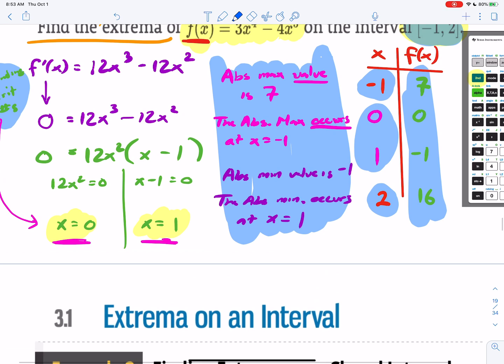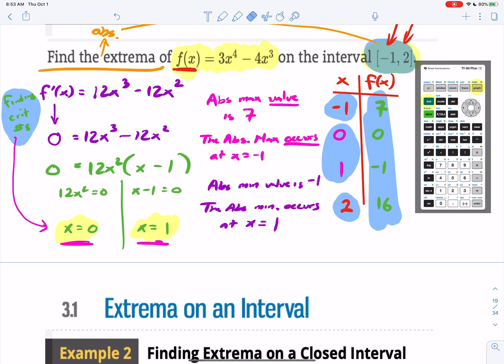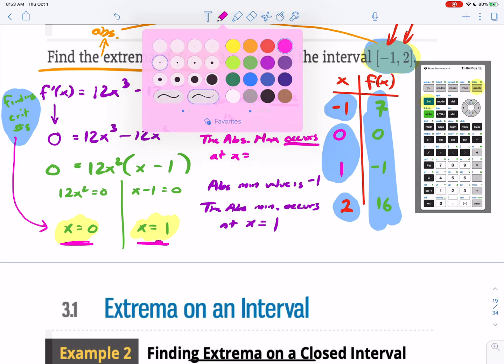Oh, why did I put 7? Why didn't you guys stop me? Just kidding. You guys can't stop me. Oh, I didn't see the 16. Okay, the absolute maximum value, you guys are probably freaking out right now.